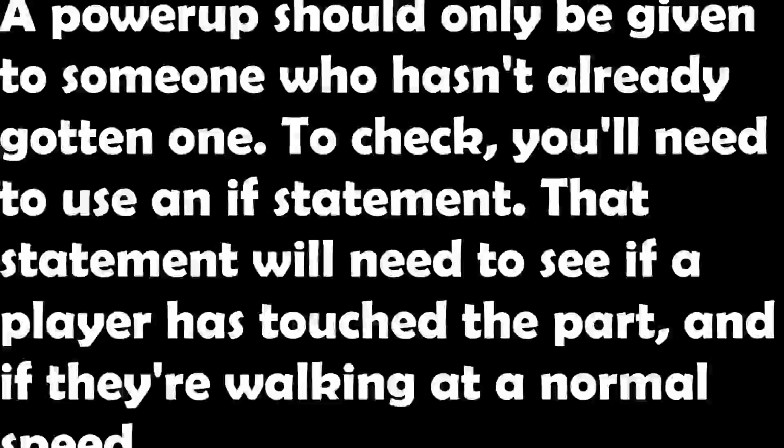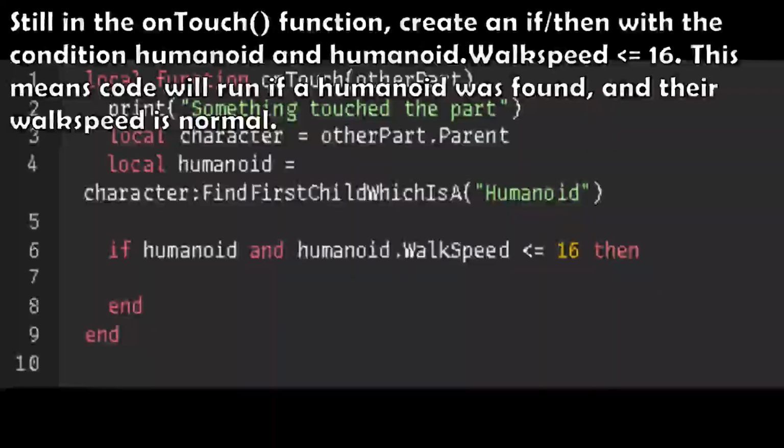A power-up should only be given to someone who hasn't already gotten one. To check, you'll need to use an if statement. That statement will need to see if a player has touched the part and if they're walking at a normal speed. Still in the onTouch function, create an if-then with the condition humanoid and humanoid.WalkSpeed equals 16. This means code will run if a humanoid was found and their walk speed is normal.